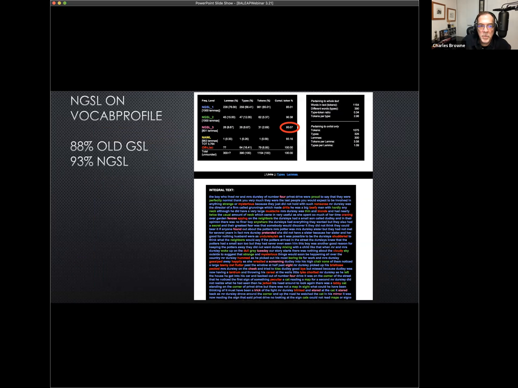There's also another, I don't have a screenshot of it, but there's another very good tool like this called AntWordProfiler by Lawrence Anthony, another good friend of mine. And it does the same kind of thing as these two tools, but it allows you to upload your own lists. And the new general service list is on that tool as well. So that's yet another analytical tool.